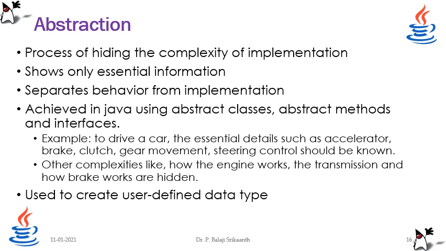What do you mean by abstraction? It is the process of hiding the complexity of information. Only the essential information is shown. The non-essential information is not shown to non-essential users or non-essential objects which can access the code. It separates the behavior from implementation. Sometimes the implementation details will not be given, and whichever object has to make use of the code has to provide the implementation for the code. That is the meaning here.